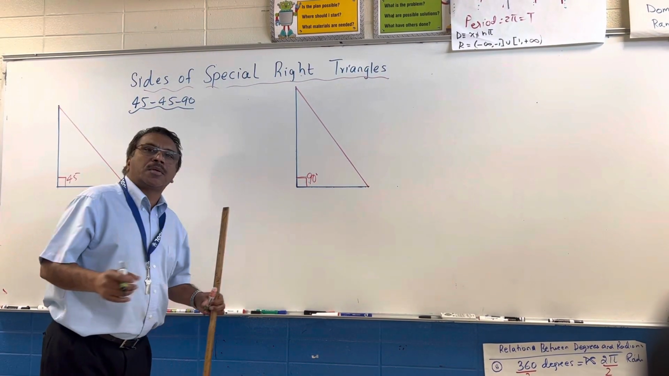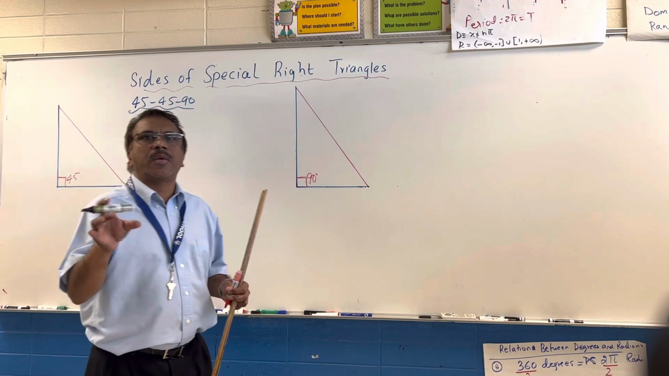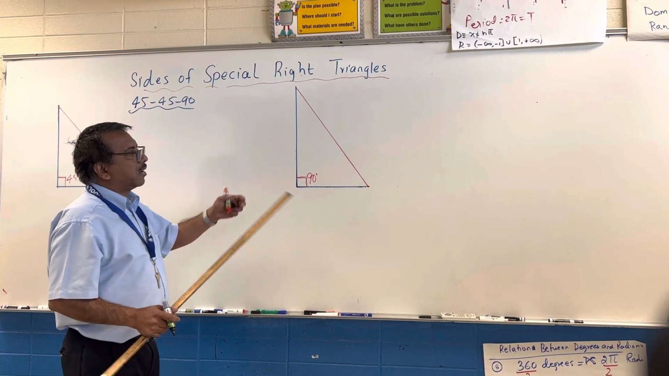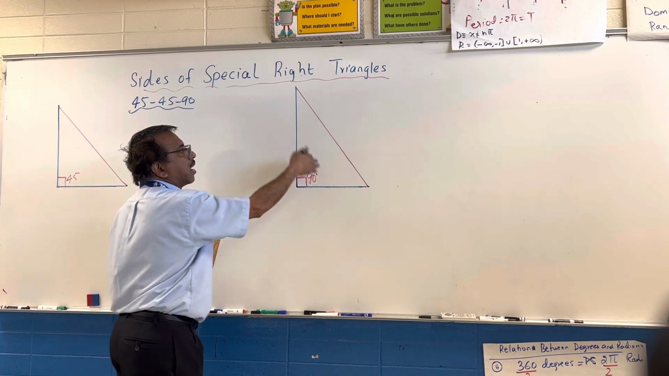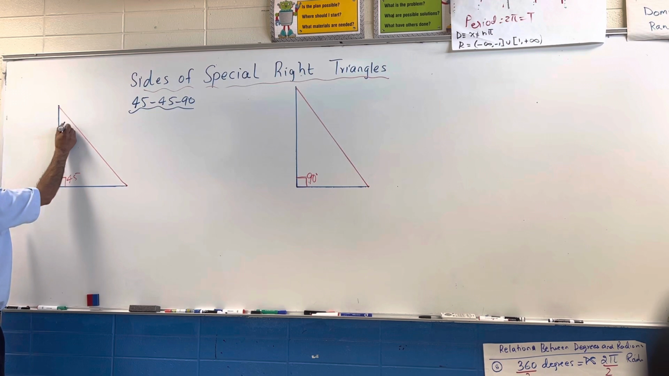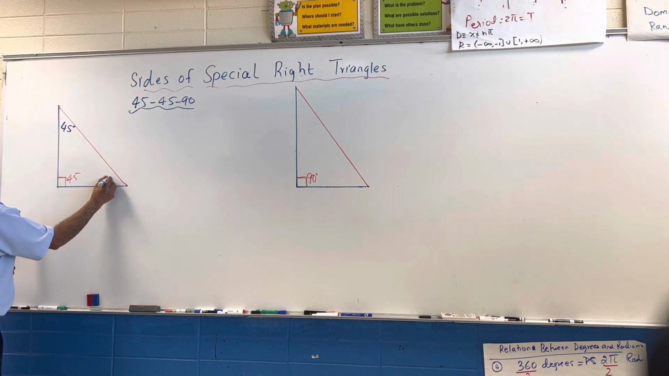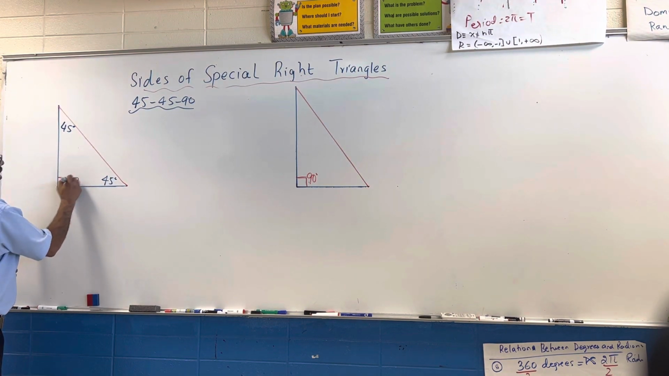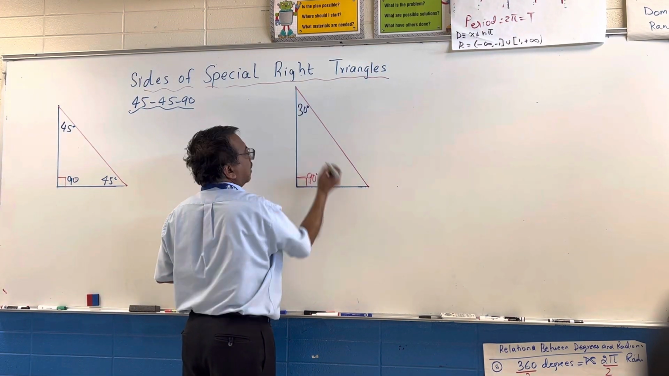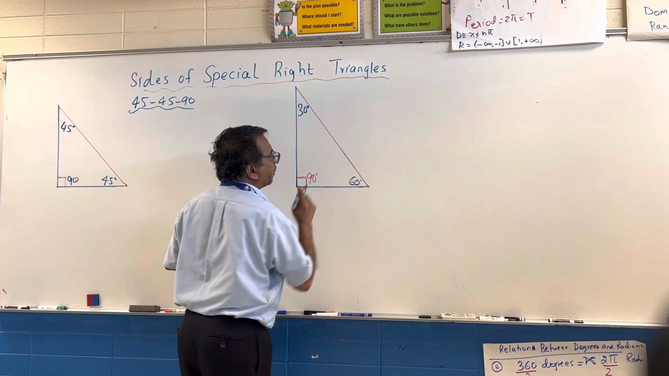Okay, hello everyone. I just want to make a quick short video on the relationship between the legs and the hypotenuse in two triangles. One is 45, 45, 90 degrees, and the other one is 30 degrees and 60 degrees.